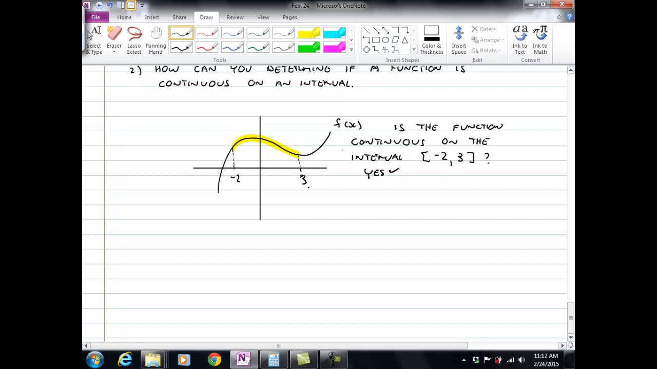But the problem lies, what if I give you an equation? What if I give you f of x equals 1 minus x squared? And I ask you, is it continuous on the interval -1, 1?